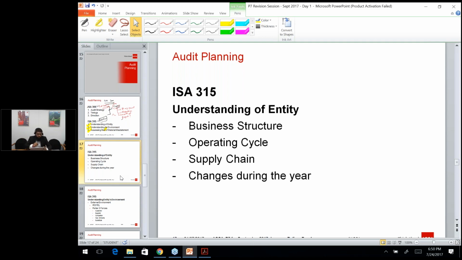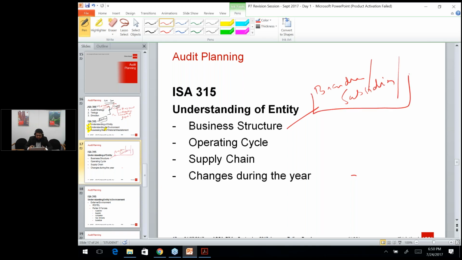Like, business structure could be: do they have various branches, do they have subsidiaries, do they have any other related parties? What exactly is the business structure, how exactly is the business constituted, or how is the business being conducted, number 1.